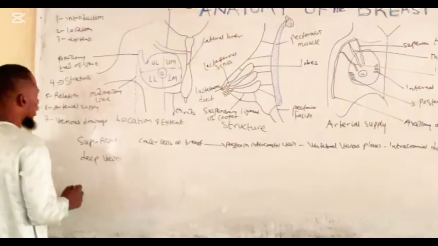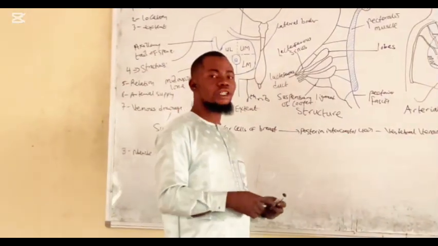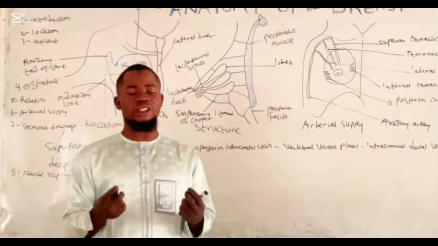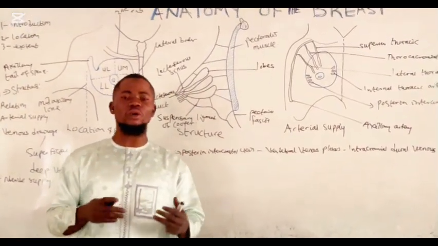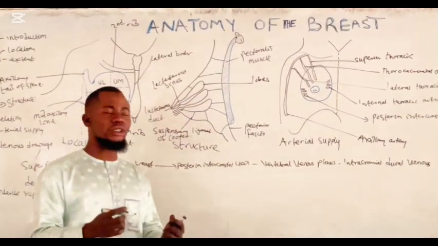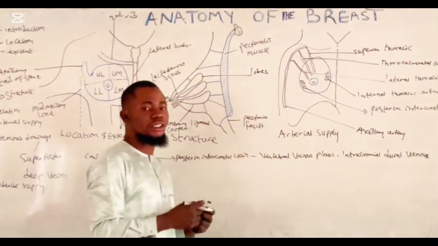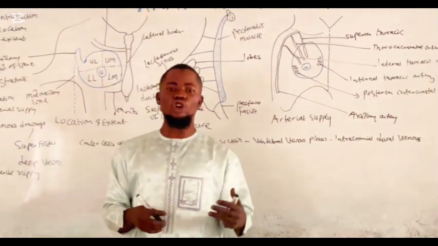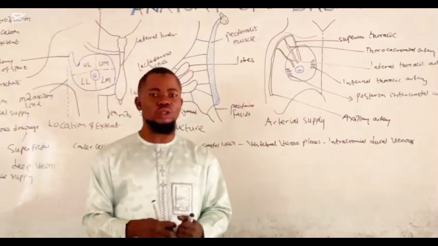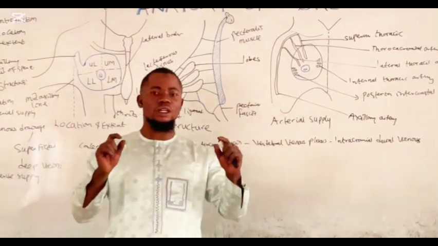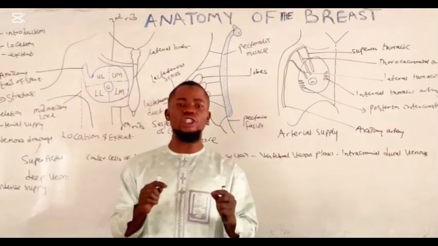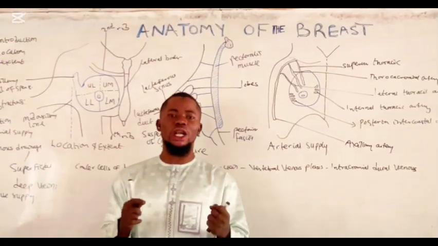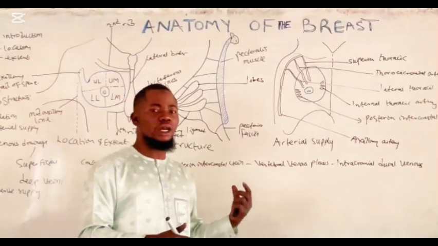Next is the nerve supply. The breast is supplied by the anterior and lateral cutaneous branches of the second to the sixth intercostal nerves. They provide cutaneous innervation to the skin of the breast and autonomic fibers to the blood vessels and the smooth muscles. Also take note that the production of milk is not under neural control. It is majorly controlled by a hormone, prolactin, which is secreted by the pituitary gland.